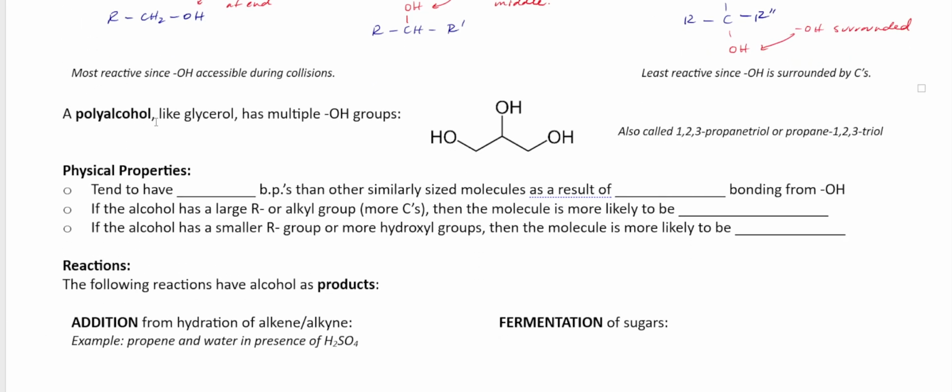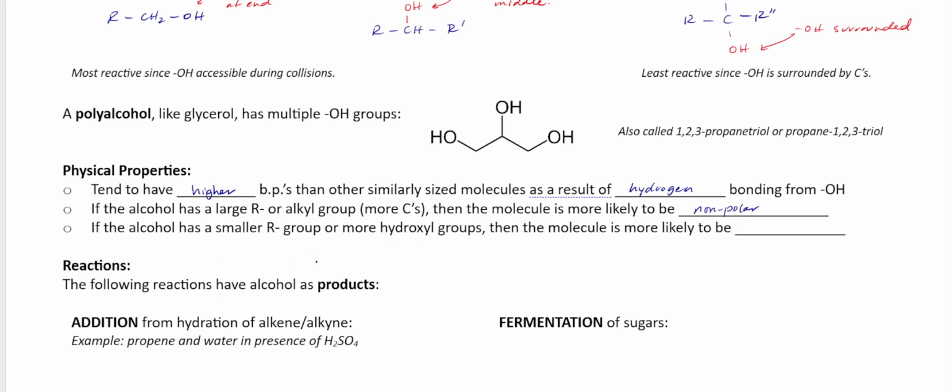You can also have a polyalcohol like glycerol, and a polyalcohol has multiple OH groups. We can see right here, this is called 1,2,3-propanetriol or propane-1,2,3-triol, and that's because there are three alcohol groups or hydroxyl groups attached to each of the 3 carbons. The boiling points and melting points tend to be higher than other similarly sized molecules as a result of hydrogen bonding that occurs with the OH group there. If the alcohol has a large R or alkyl group, so if there's quite a lot of carbons in the alcohol, then the molecule is more likely to be nonpolar.